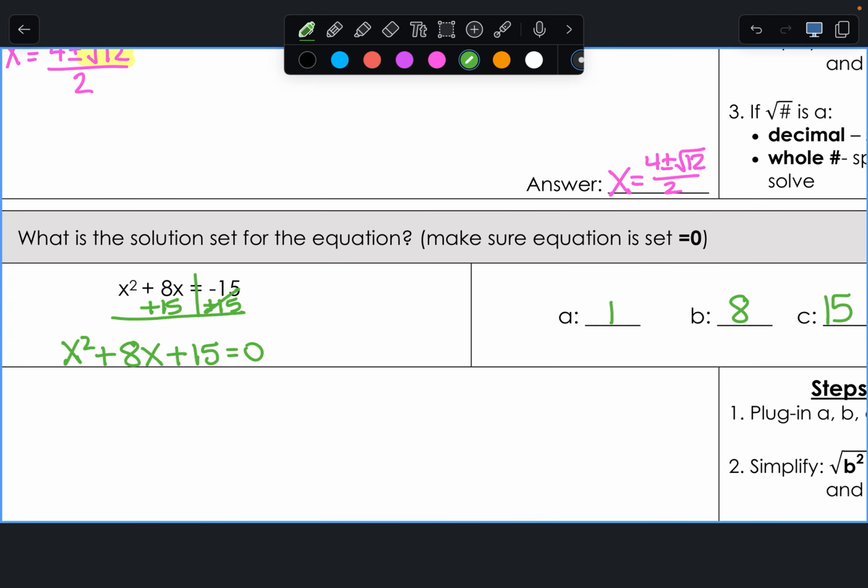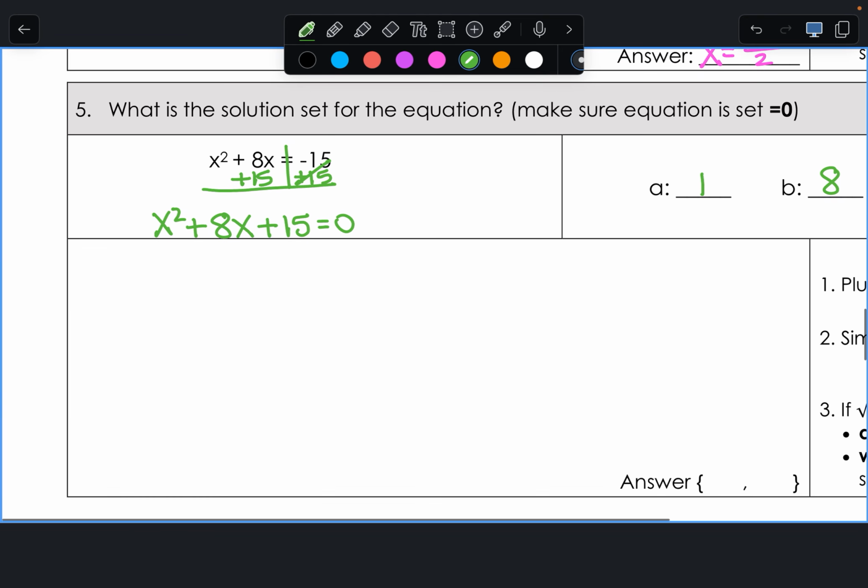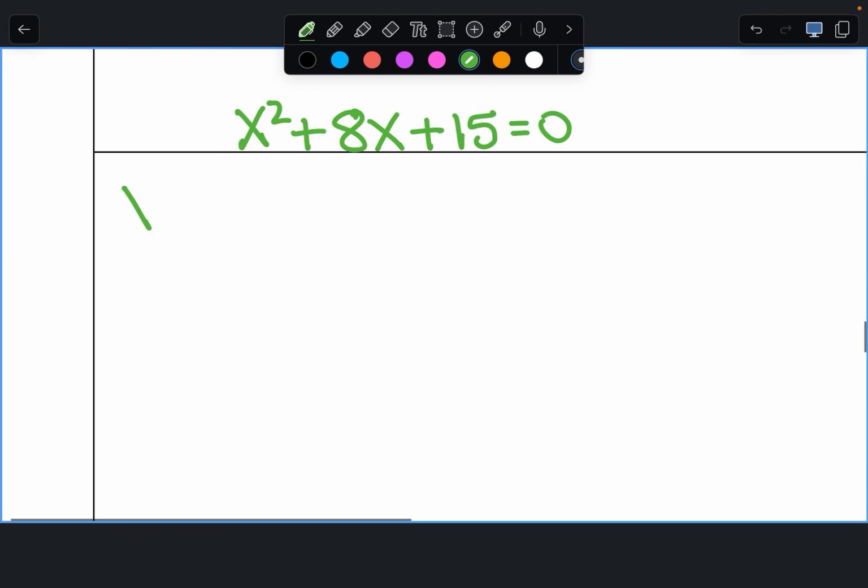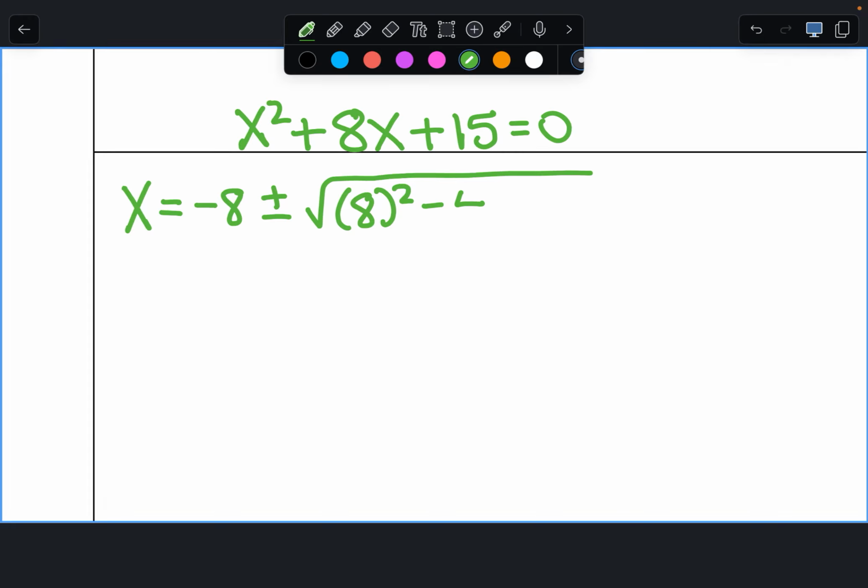So we have 1, 8, and 15. All right. Is it always in that order? Should always be. What is the opposite of B? -8. Plus or minus what? The square root of 8 squared minus 4 times 1 times 15. Good. Everything divided by 2 times 1.